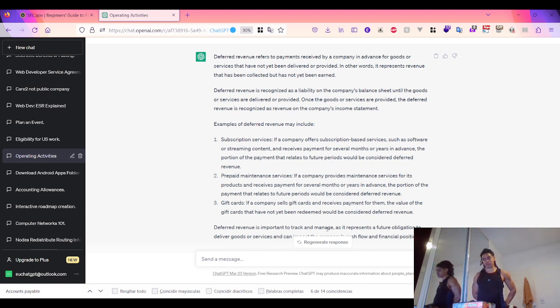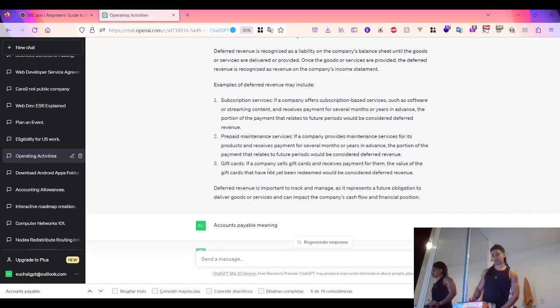Prepaid maintenance service. If a company provides maintenance service for its product and receives payment for several months or years in advance, the portion of the payment that relates to the future periods will be considered deferred revenue. Gift card. If a company sells gift cards and receives payment for them, the value of the gift card that has not yet been redeemed will be considered deferred revenue.